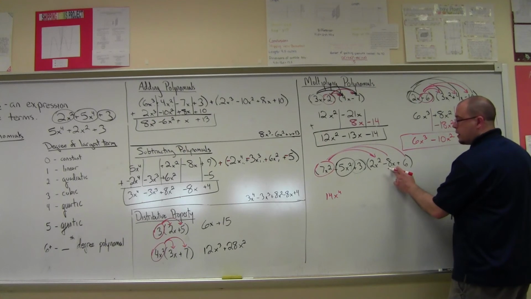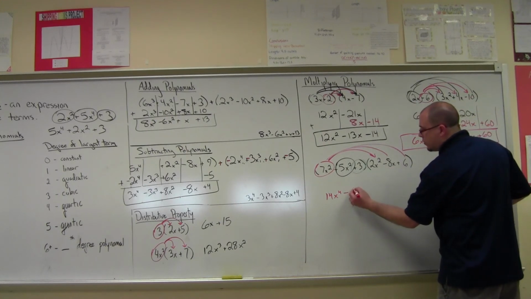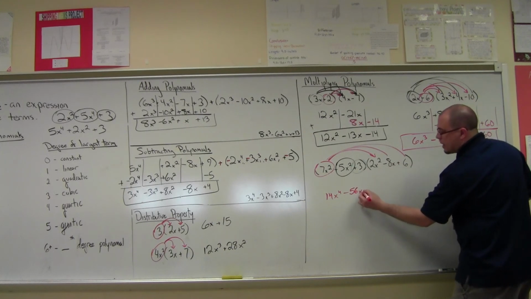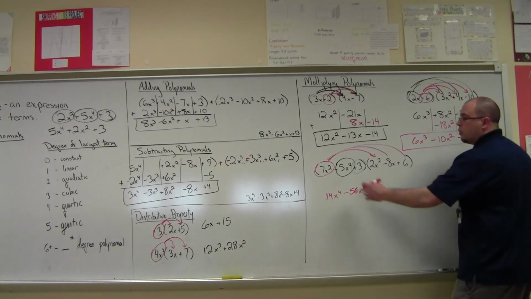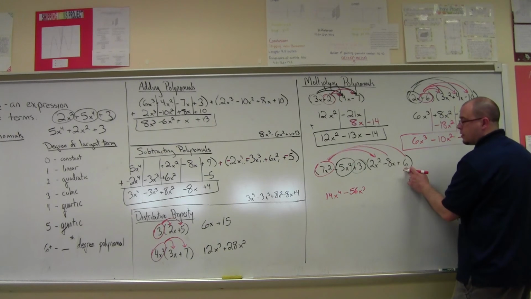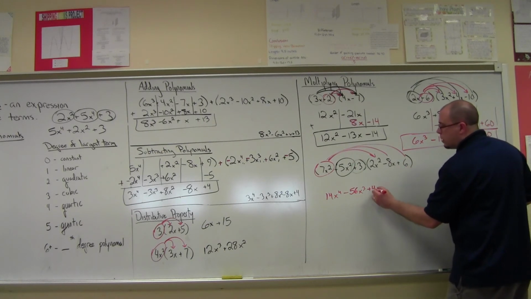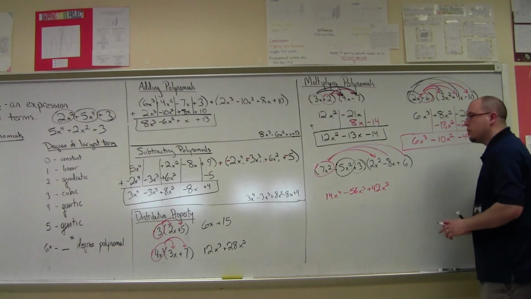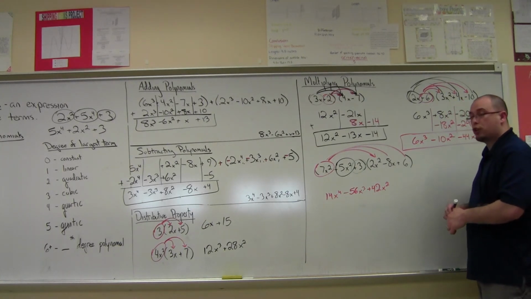Next, 7x squared times negative 8x. 7 times negative 8 is negative 56, and then x squared times x is x to the third. We then do 7x squared times 6. 7 times 6 is 42, and then x squared is just x squared. So that's what we get when we distribute our first term.